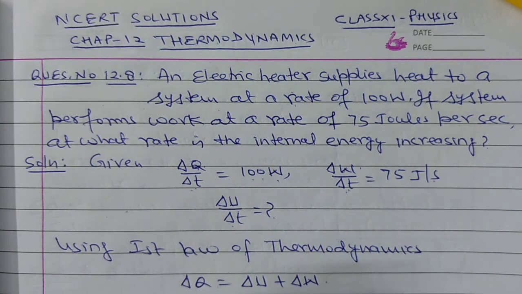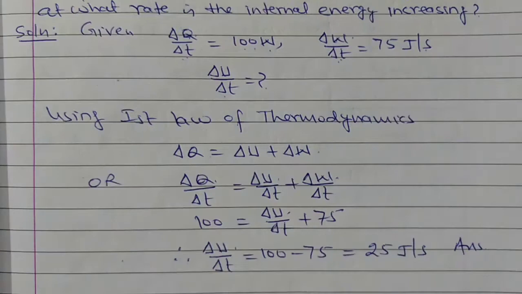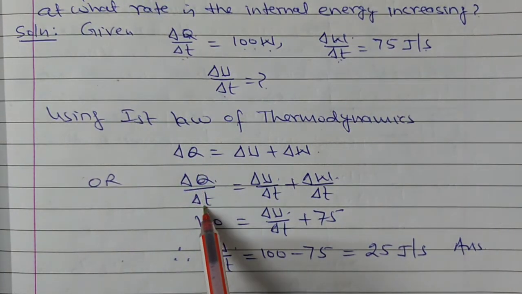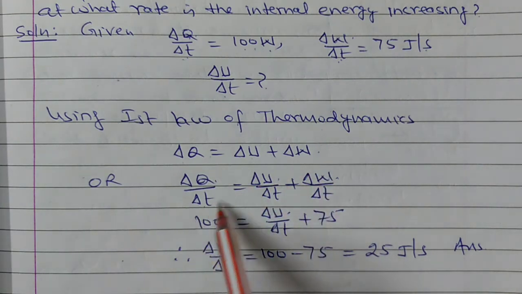तो we know that this from the first law of thermodynamics क्या होता है, delta Q is equal to delta U plus delta W होता है. Delta Q is the heat given to the system and delta U is the change in internal energy of the system, and this is the delta W, and delta W is the amount of work done by the system on the surrounding.